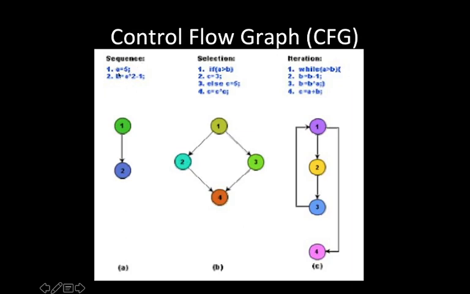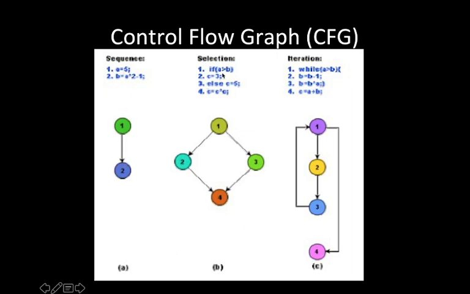If we have a sequence of statements, for example two statements, A equal to 5 and B equal to A into 2 minus 1, then the nodes will be like this. It is a connection of nodes and edges. If there are two statements, then there will be two nodes and an arrow mark like this. So this is a sequence.